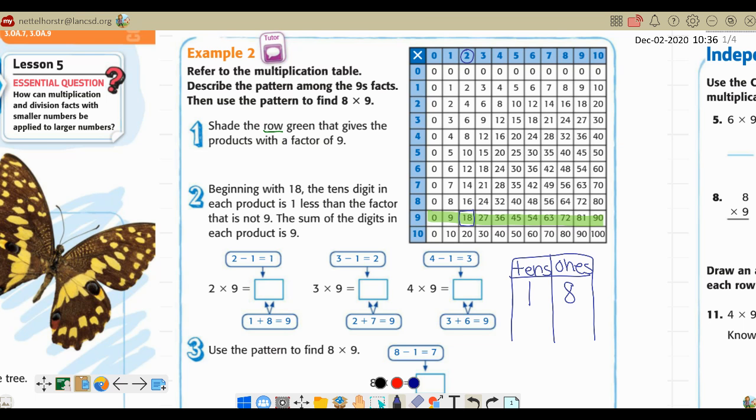Then the sum of the digits of each product is 9. So then if I add them up, 1 plus 8 equals 9. Okay, if we ignore the fact this is a 10, we're just adding the digits. We're not adding their values. Okay, so let's try this again.